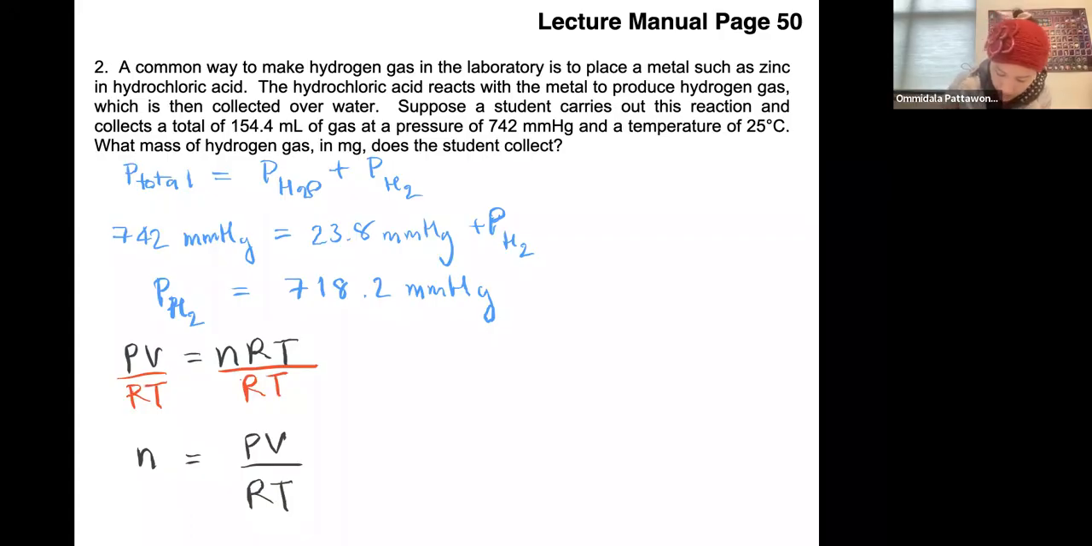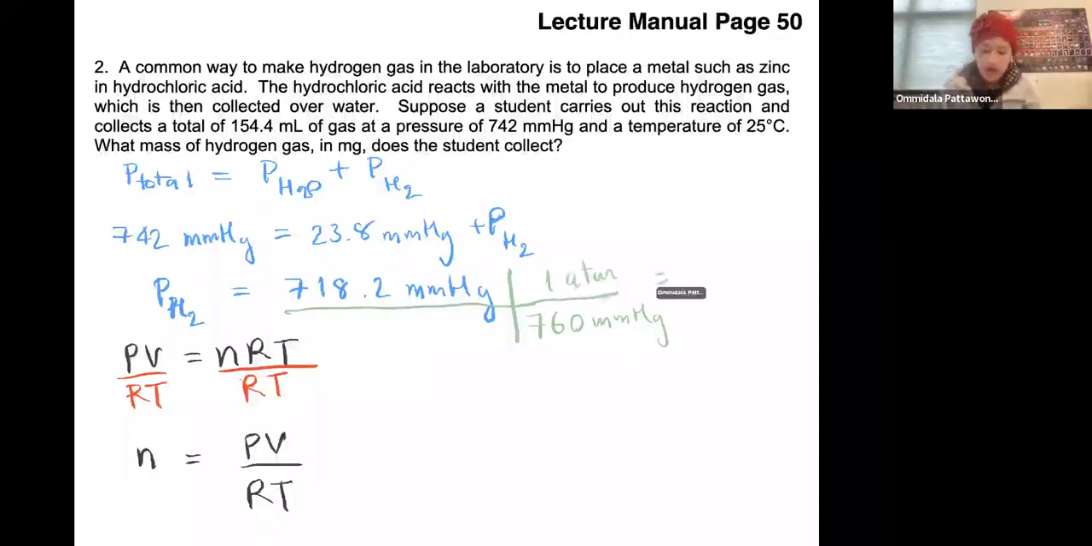So therefore, in this case, I would need to convert this millimeter mercury into atm first. Okay, so 760 millimeter mercury is equal to 1 atm. If you do this, you are going to get 0.945 atm as the pressure.